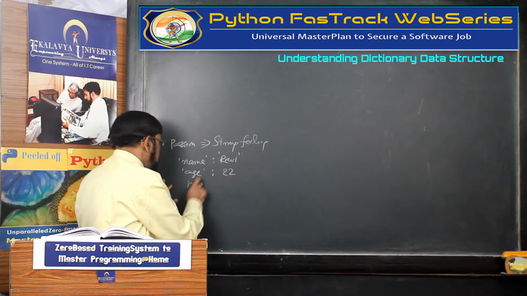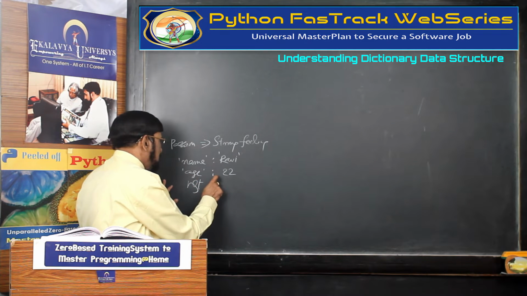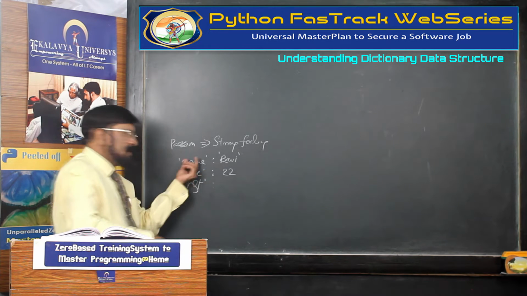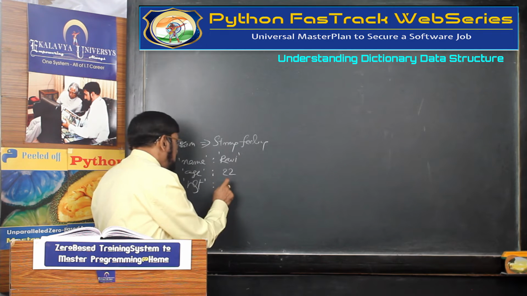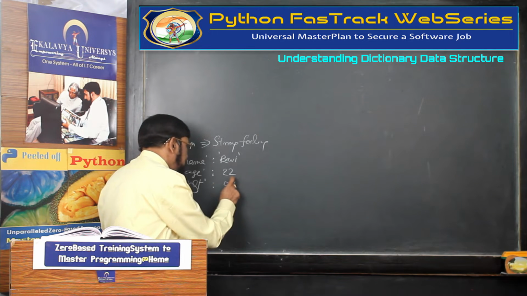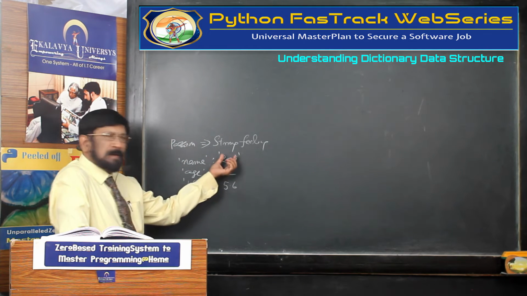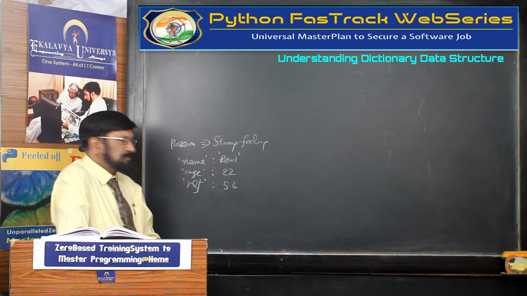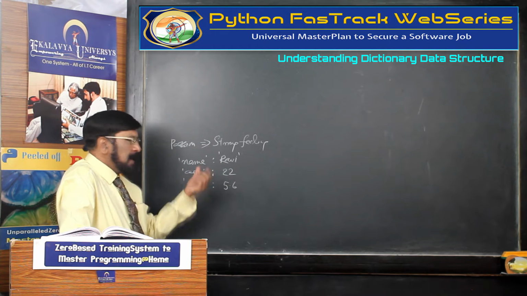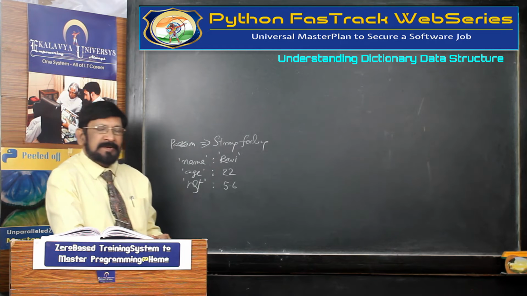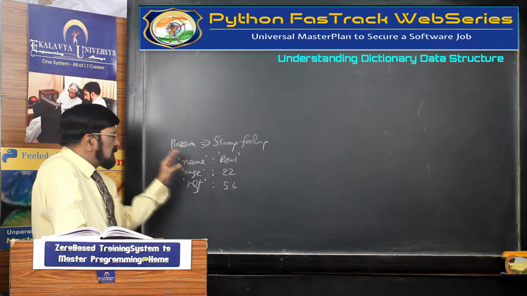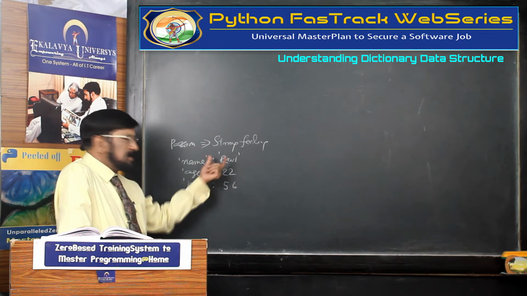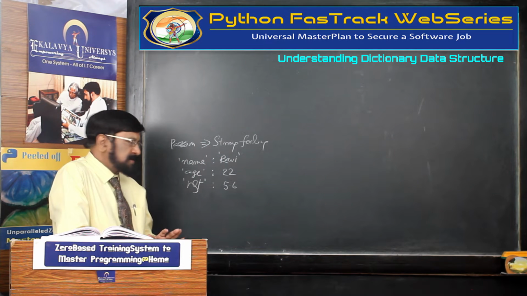One more I take, height. Height is the identifier. That's why you always put the identifier as a string. And now you see, this is 5.6. As this is a floating point, you need not enclose it in single quotes. This is the way mapping is done in a dictionary data structure. As this is like a dictionary, symbolically, it is called a dictionary data structure.